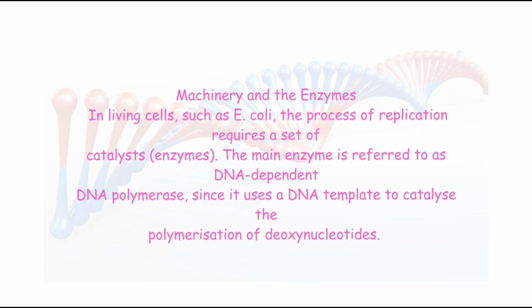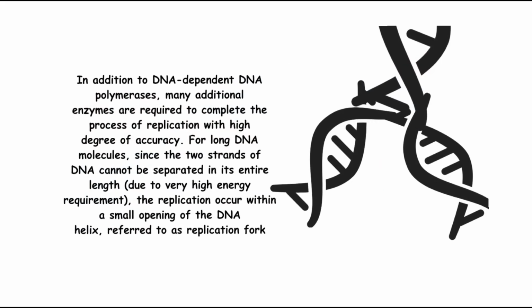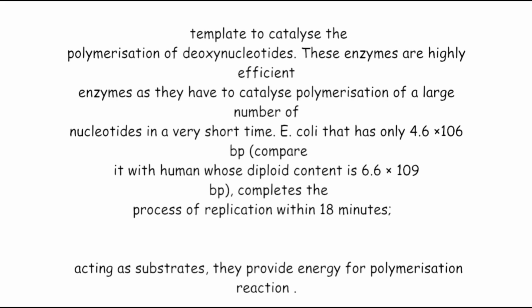So, the machinery and the enzymes. In living cells such as E. coli, the process of replication requires a set of catalytic enzymes. The main enzyme is referred to as DNA-dependent DNA polymerase, since it uses a DNA template to catalyze the polymerization of deoxynucleotides. These enzymes are highly efficient, as they have to catalyze the polymerization of a large number of nucleotides in a very short time.